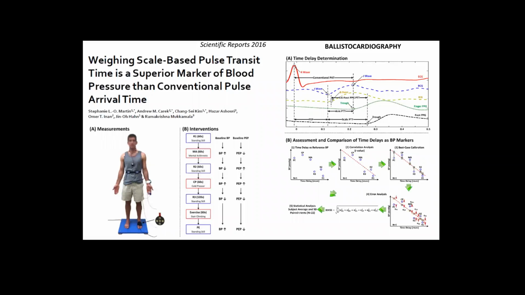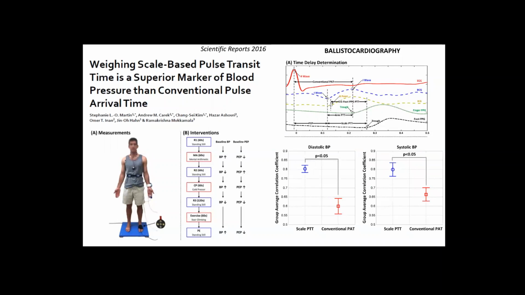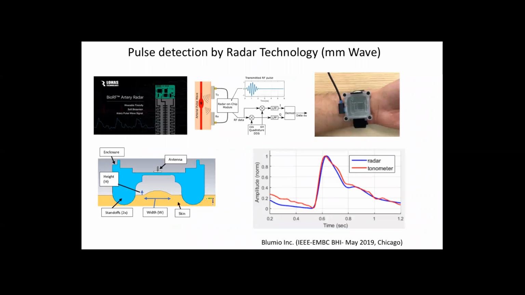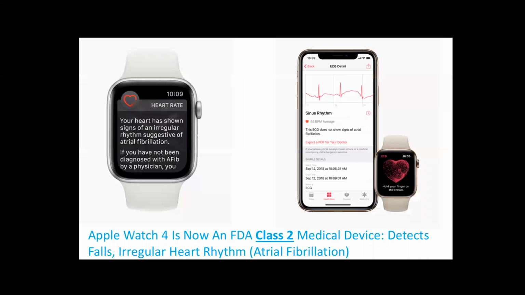This is even ballistocardiography. You can get up in the morning, your scales will tell you you're fat, but they'll also tell you that your pulse wave velocity is not too bad. And they're using a weighing scale-based pulse transit time. This is an iPhone application to measure your blood pressure via an oscillometric finger press method. This is something that Accor are developing, which is radar technology based around the radial artery.